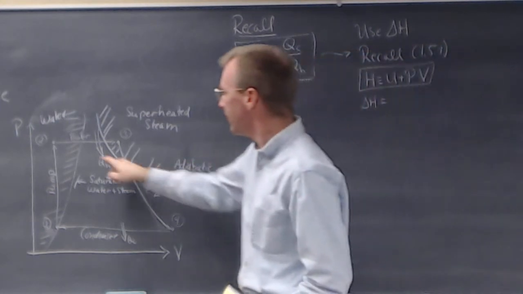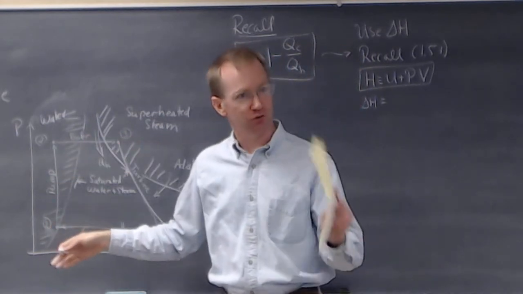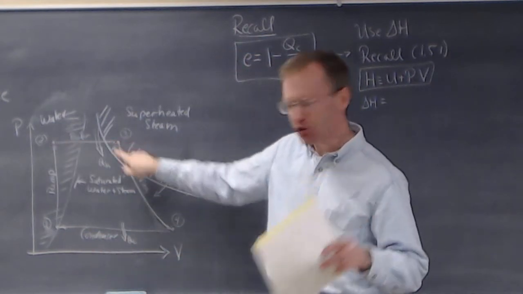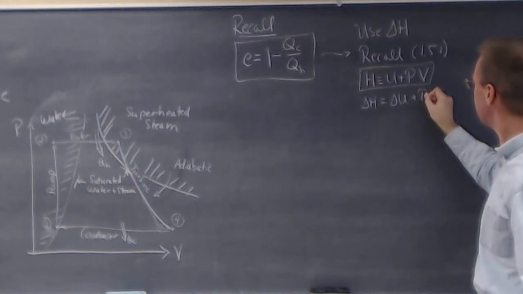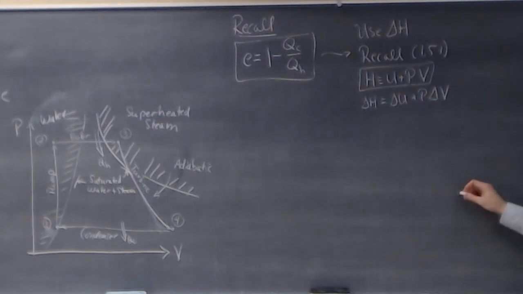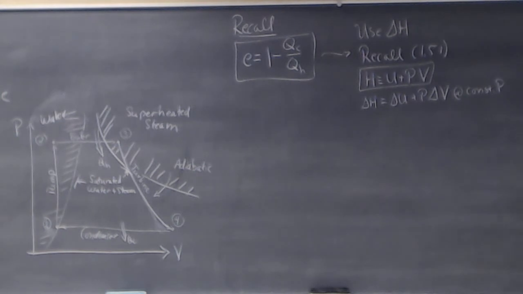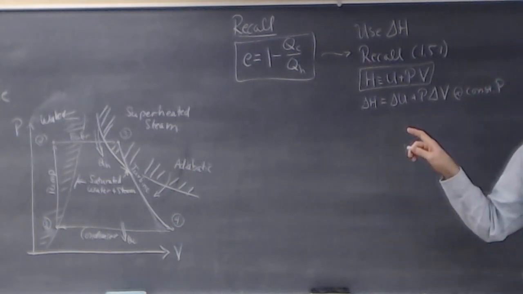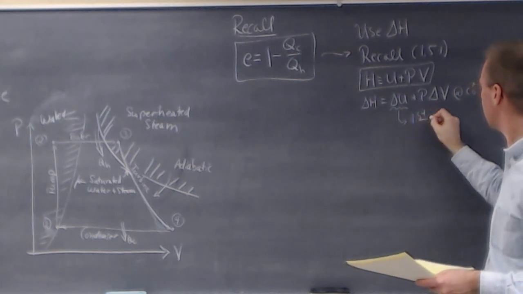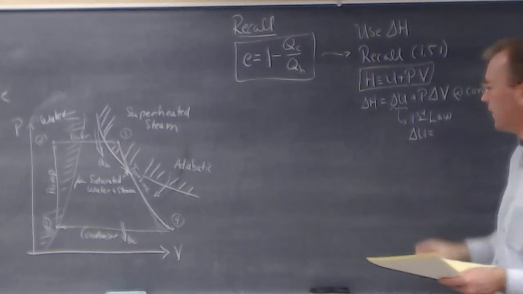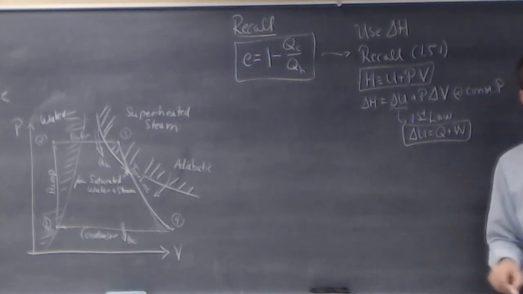Well, if we look here, notice that between steps 2 and 3, we've got constant pressure, and from 4 to 1, we've got constant pressure. So, if we look at the change of enthalpy here, and the change of enthalpy here, we've got pressure is constant, and the change in enthalpy is delta U plus P delta V when we have constant pressure. Now, delta U, that shows up all the time. From the first law of thermodynamics, delta U is Q plus W. Okay, we remember that.